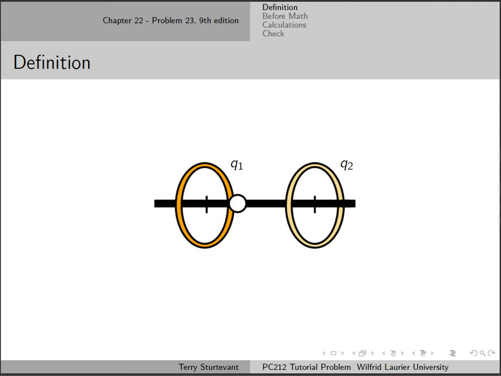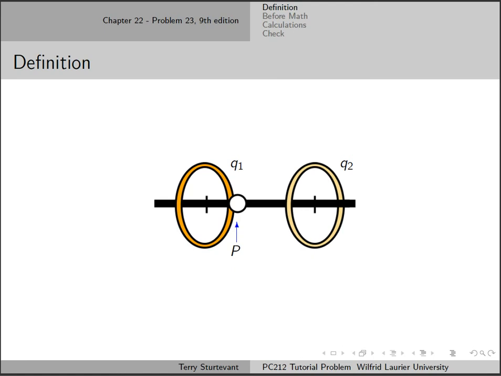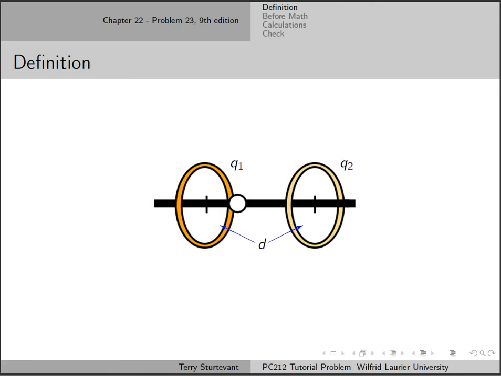This is the solution to Chapter 22, Problem 23 of the 9th edition. We have two charged rings along an axis, charge Q1 and charge Q2. The charges are unknown. In between the charges, at a certain point along the axis, is point P. The distance between the centers of the two rings is d. Both rings have a radius r.